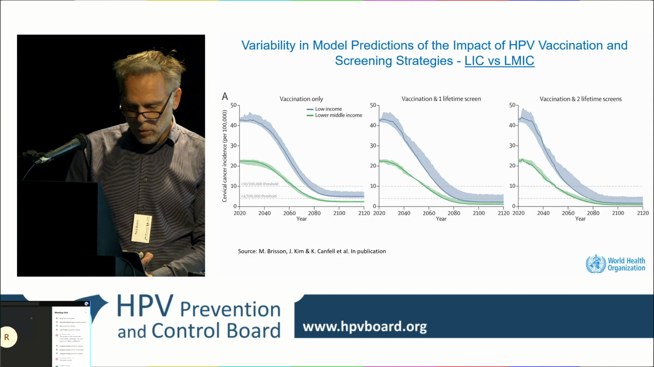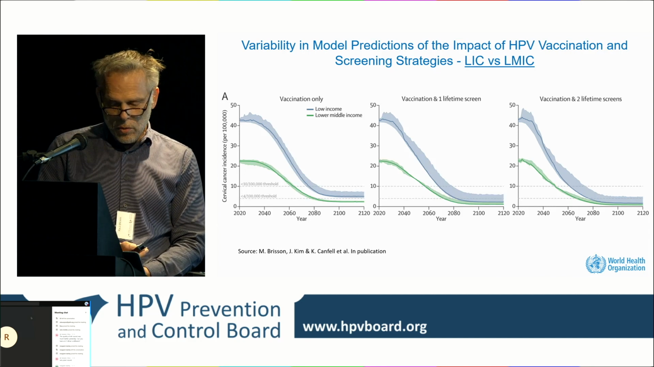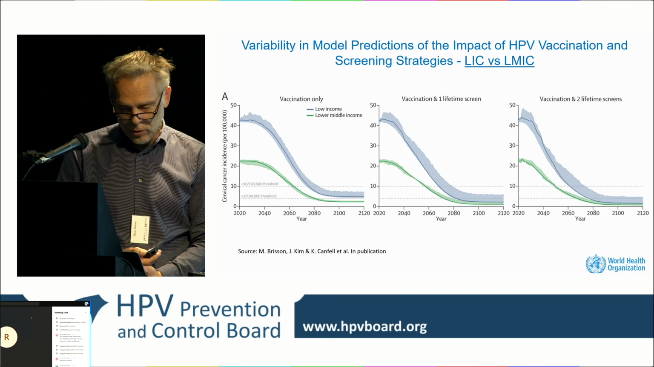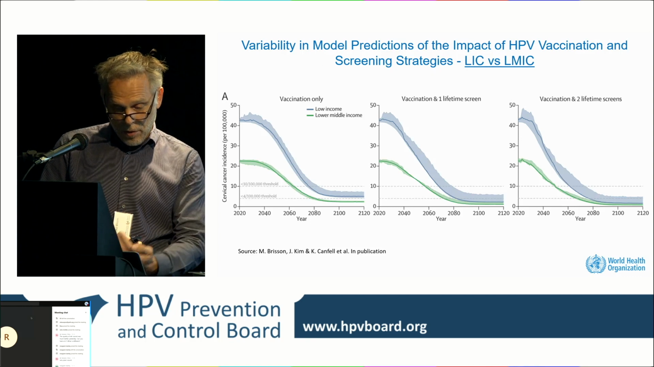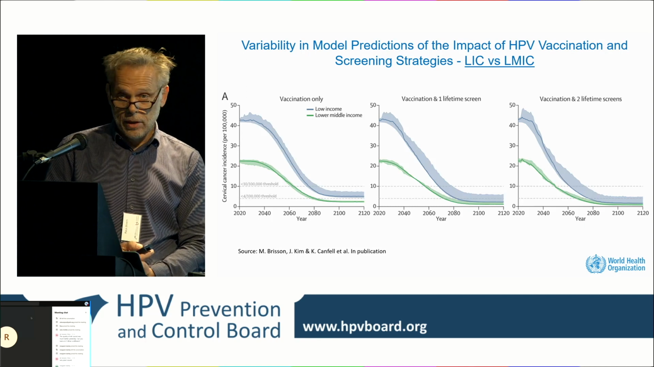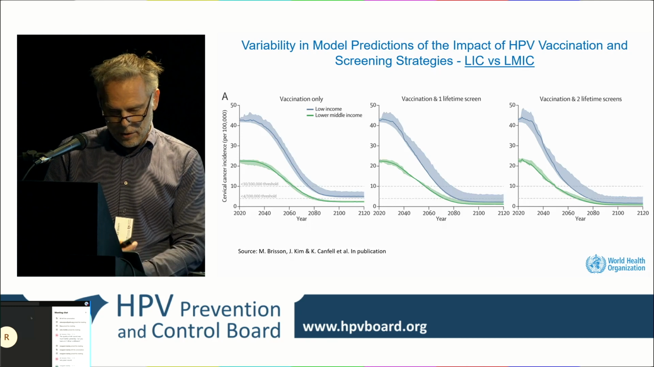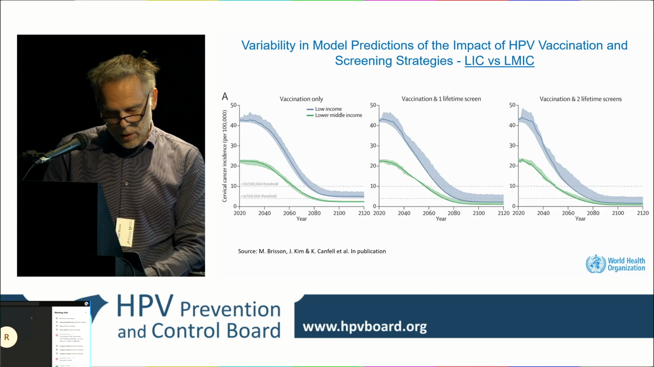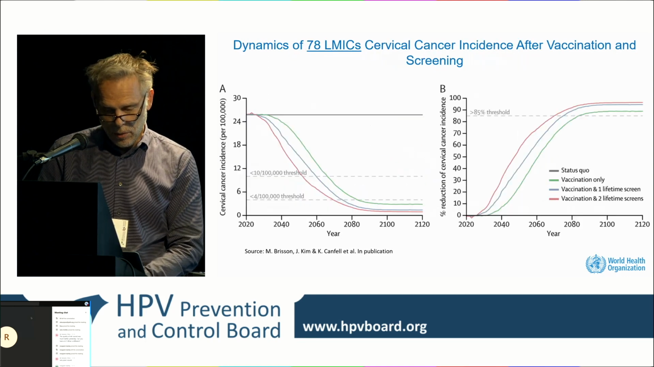So what you can see from this is that between 1 and 2 lifetime screens added to vaccination, we think we will be able to cross this line of 4 per 100,000 also in the low income countries, but because of the variability, that's still not certain. There's a margin of error around that. That backs the question that it will still be a lot of work. So these are the main models that underlie a lot of the decisions around what should be in the strategy as the main recommendations.